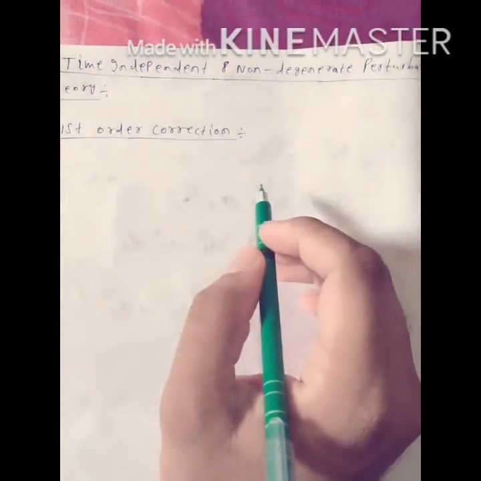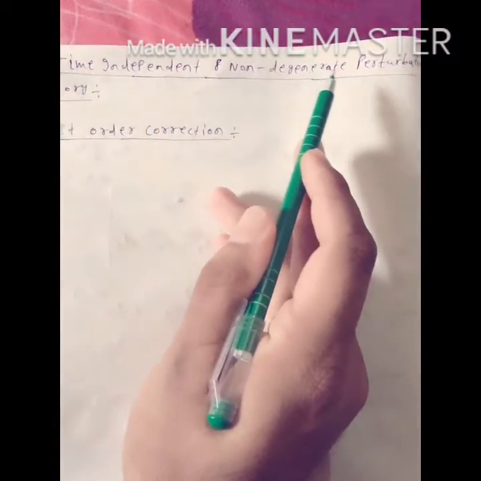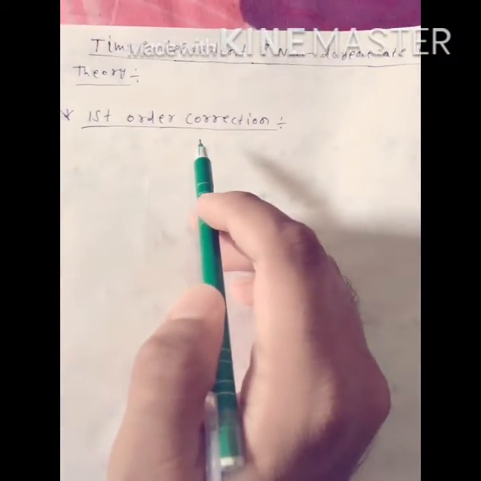Today I am going to discuss time independent and non-degenerate perturbation theory. Last class we discussed the introduction to perturbation theory. Today we will discuss the corrections, like the first order correction to the energy eigenvalue and eigenfunction. So let us start the topic.